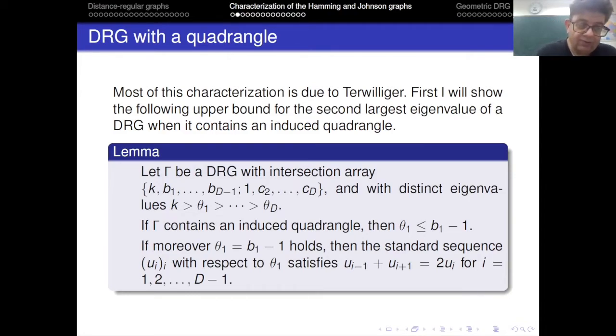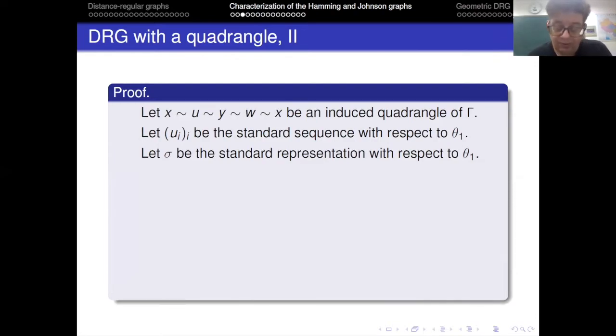Moreover, if we have equality in this bound, then the standard sequence with respect to θ1 satisfies u_{i-1} + u_{i+1} = 2u_i. And so we can later on also give a closed formula for the u_i's. That is what it means, and this will be very important. How do you prove this bound on the second largest eigenvalue? And I will give another proof later on. I will generalize this proof to larger subgraphs of the distance-regular graphs.